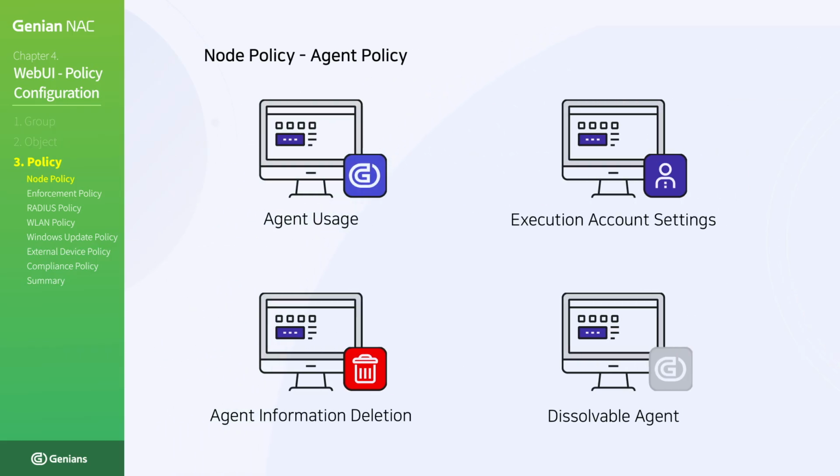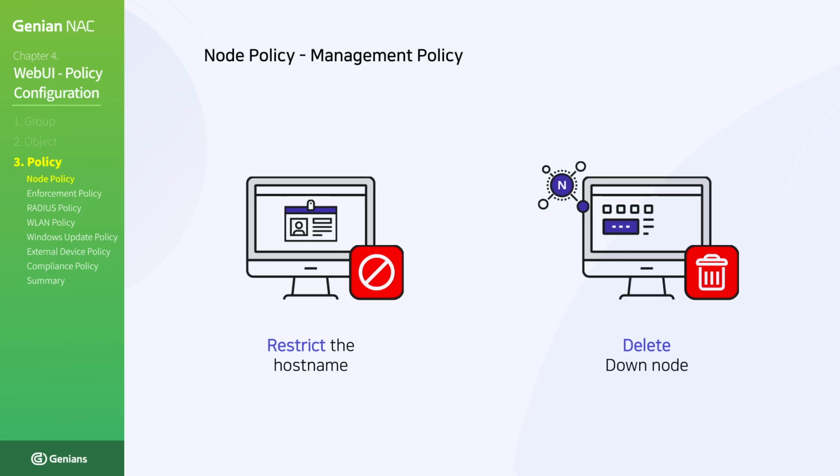Agent policy refers to the settings that control how the NAC agent operates. It allows you to configure options such as whether the agent is enabled or disabled, setting a dedicated execution account based on system privileges, automatically deleting agent information if inactive for a certain period, and restricting agent functionality during system logon. Management policy is a setting that manages node-related configurations. It provides features such as restricting host names and deleting nodes that have been down for a specified period.